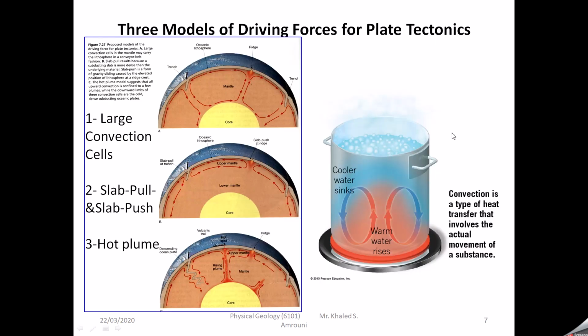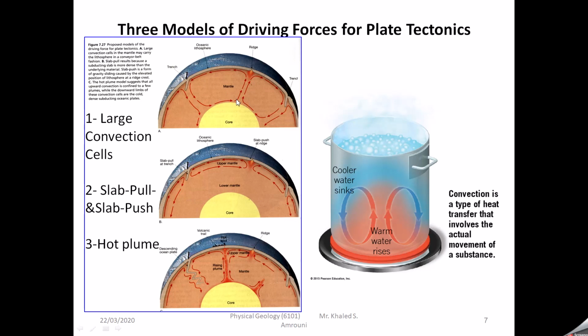And now we're talking about the driving mechanisms, or the forces. The basic idea is convection cells. This is the simplification of convection cells. When you heat up the water in the pot, the hot water will rise up, and when it comes to the top, it cools down and then sinks under the buoyancy force. And this is exactly what happens in the convection cells.